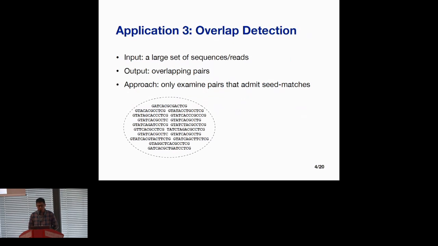Number 3, overlap detection. We are given a large set of sequences or reads, for example, 1 million long reads, and we aim to identify all overlapping pairs. Of course, we want to avoid all-versus-all comparison. So a practical approach is to use seeds. We can extract seeds for individual reads and only examine pairs that admit seed matches. For those potential overlapping pairs, we can use a fine-grained approach such as chaining to determine if they truly overlap or not.